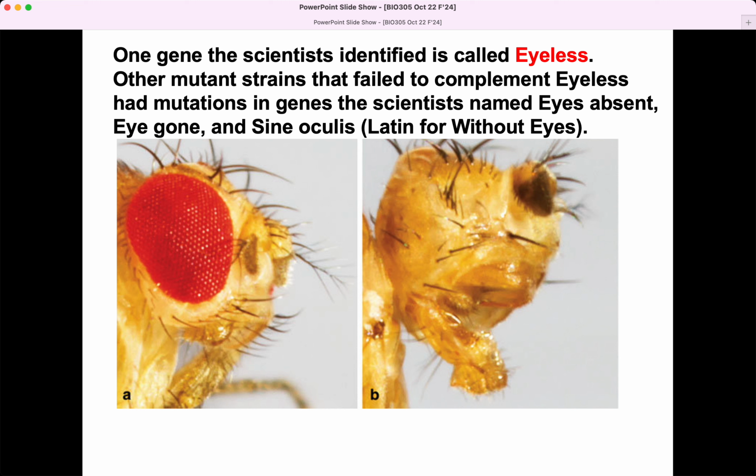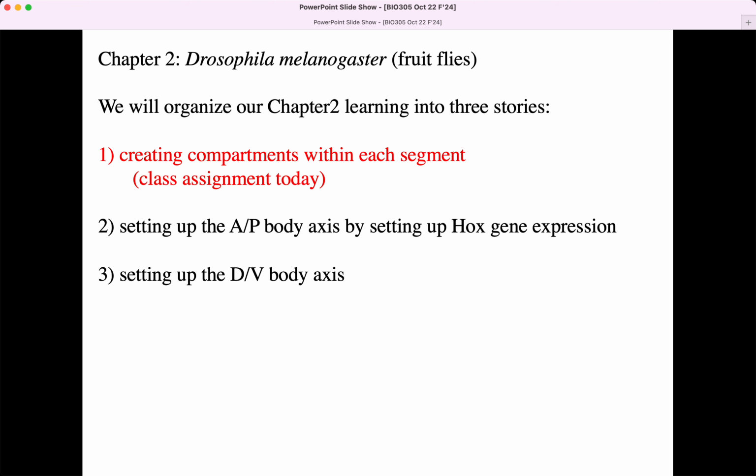So, again, this is not the centerpiece. We're not going to see eyeless again. You could bring it up as an example on a test, when I say, give me an example of some cool ortholog story, you could bring up eyeless. But it's not going to be a fill-in-the-blank where the answer is eyeless, because it doesn't come up in our chapter. It just sets the stage for talking about fruit fly molecular genetics. And so our first story is going to be our assignment. Our first story is called Creating Compartments Within Each Segment.